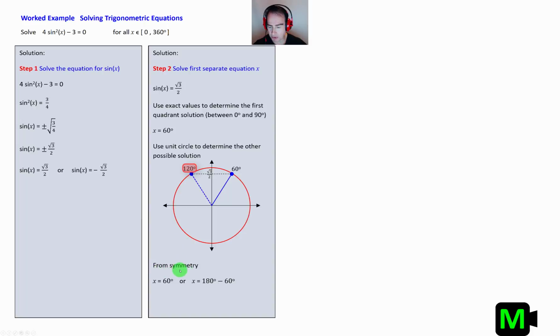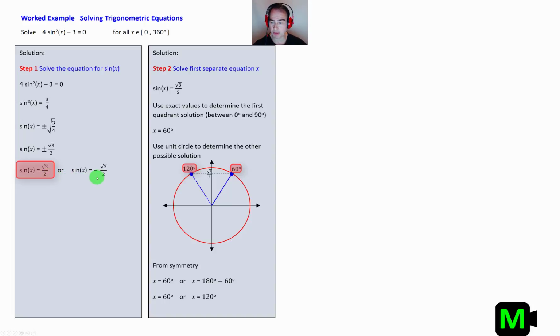So we say from symmetry, obviously the first solution was already there, 60 degrees, and the second one is 180 minus 60, which gives us 120. And together these two angles represent the two possible solutions between 0 and 360 for the first equation that we solved out of step 1.